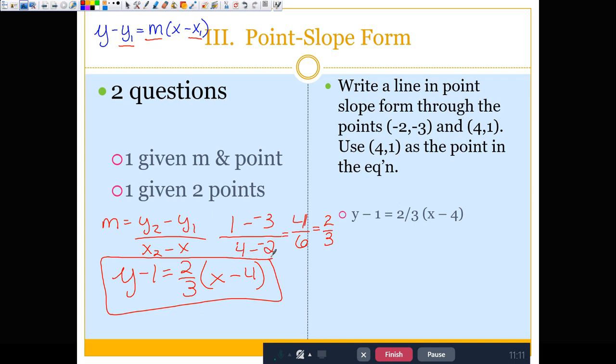You tell us to use this point. In point slope form, you need 2 things. A point and slope. You substitute in a point and a slope, and you're good to go. So the one question, this one should be really easy.